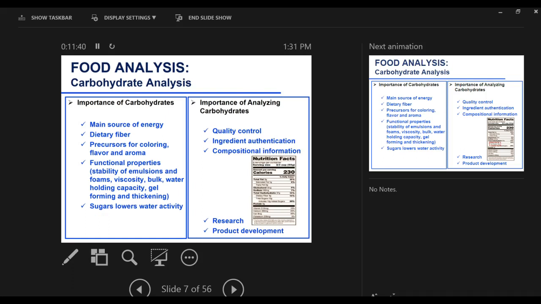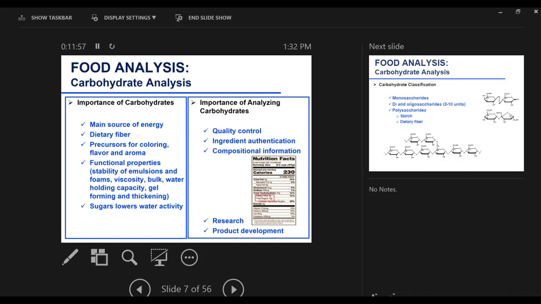Okay. So here we go. Quality control, ingredient authentication, and for labeling. And for labeling, it's not like we analyze carbohydrate. We determine it by difference, but there are 2 components that have to be there, the dietary fiber and total sugar. So these are individually analyzed. So you get the total carbohydrate by difference, but then there are certain components that you need to analyze so that you can put them on the label.